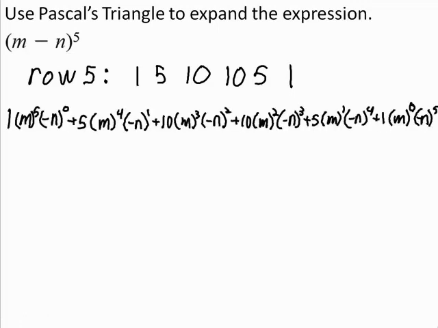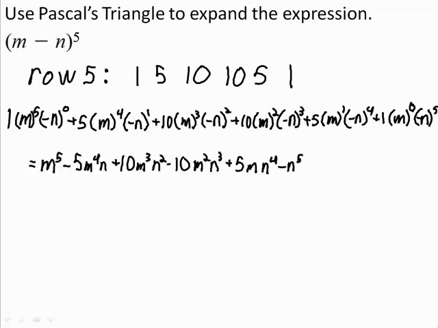The first term is 1, the first number in the row, times m to the 5th power times negative n to the 0th power. The second term is 5, the second number in the row, times m to the 4th power times negative n to the first power. The pattern continues with the power of m decreasing and the power of negative n increasing. The simplified expression is m to the 5th power minus 5m to the 4th power times n plus 10m cubed times n squared minus 10m squared times n cubed plus 5mn to the 4th power minus n to the 5th power.